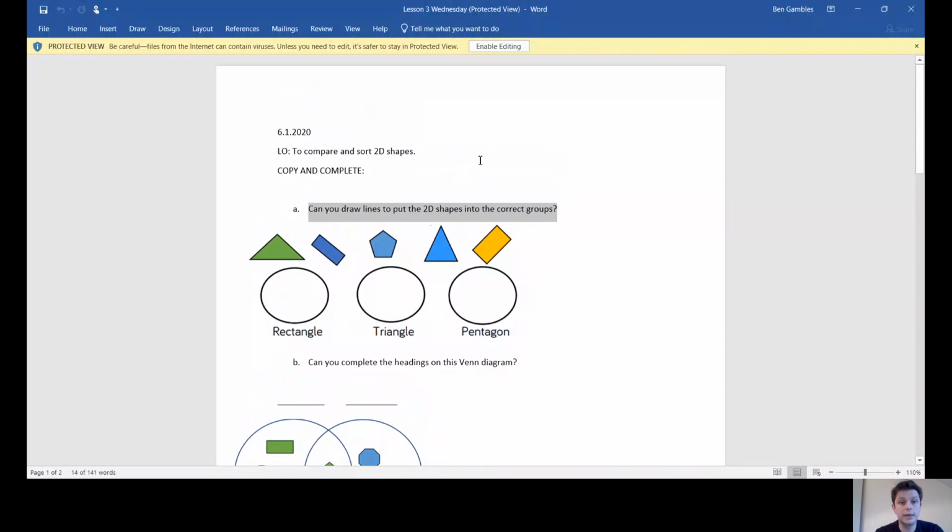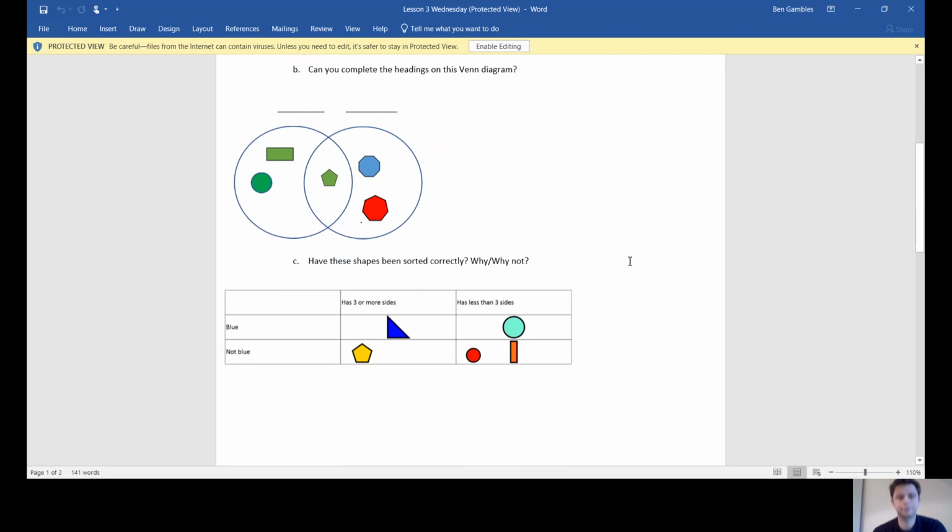Let's have a look at your independent learning. So this is what you're going to need to do in a moment. The first part is sorting the shapes into different groups. I think this should be nice and easy for most of you. Your 3 groups are rectangles, triangles, and pentagons. You have to draw lines to put the 2D shapes in the right group. Now there's no crossover here because a shape can't be a triangle and a pentagon. So you just need to draw lines from the shape to say the names.